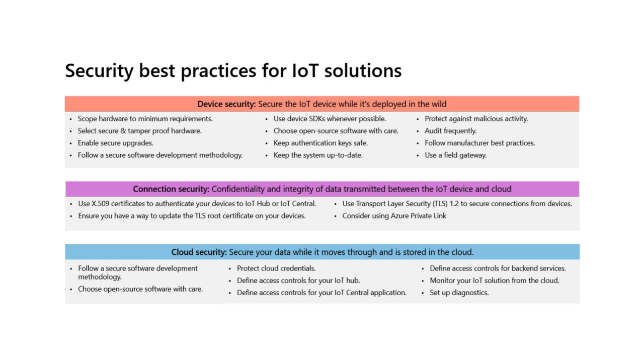Connection security: ensure you have a way to update the TLS root certificate on your devices. TLS root certificates are long-lived, but they still might expire or be revoked. If there's no way of updating the certificate on the device, the device might not be able to connect to IoT Hub, IoT Central, or any other cloud service at a later date.